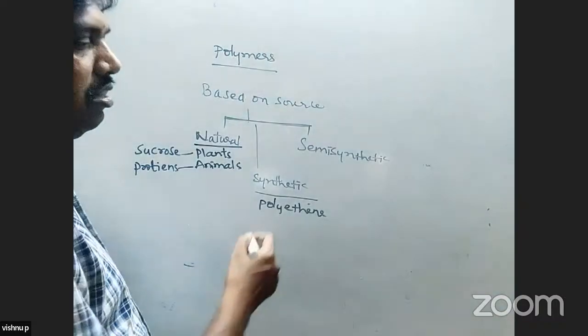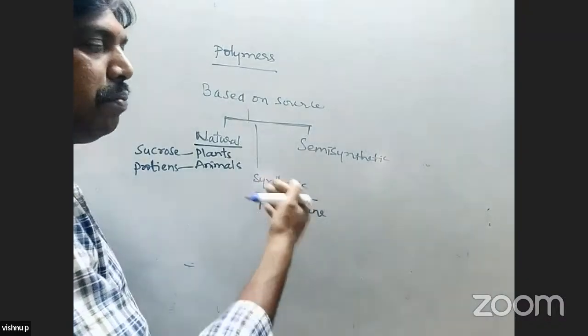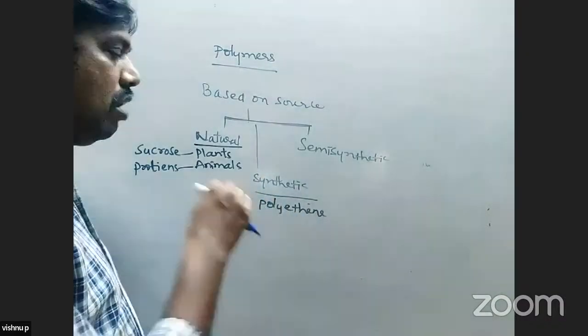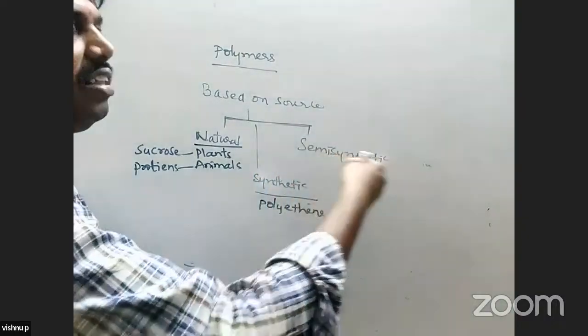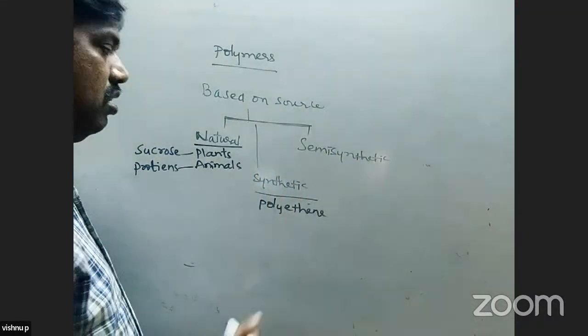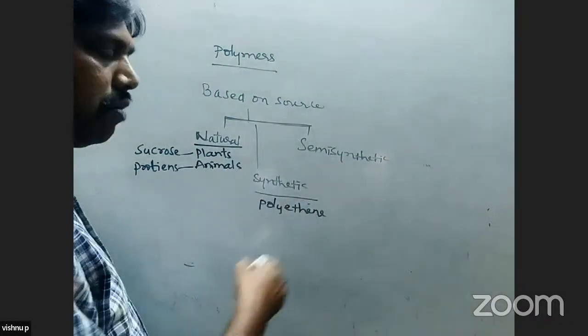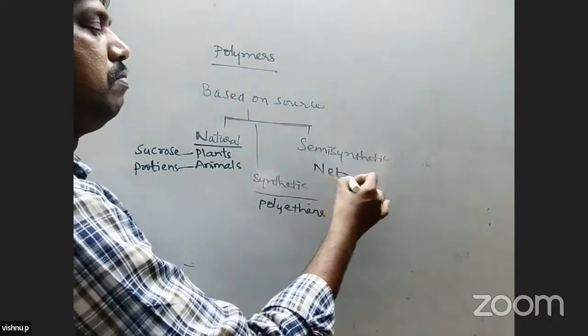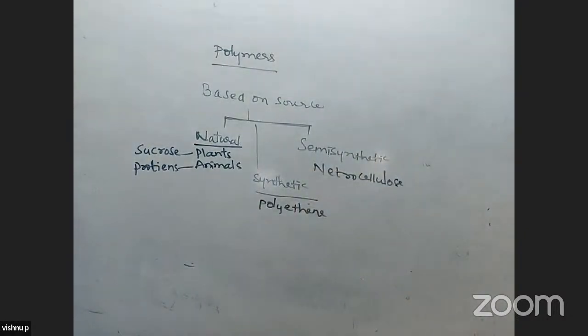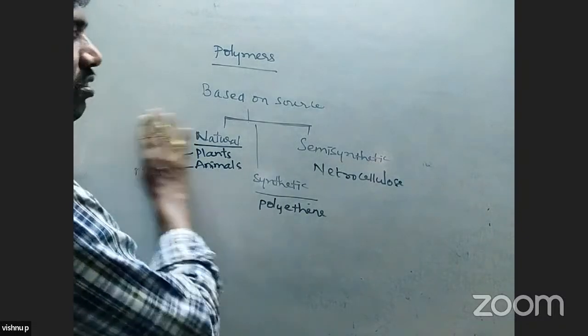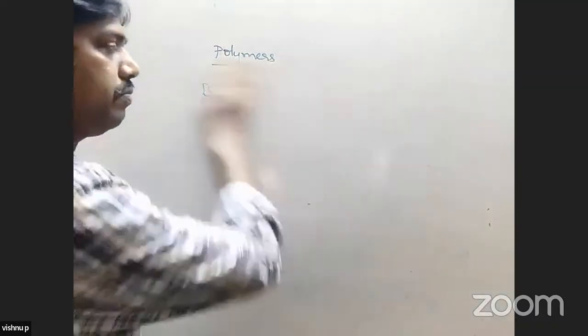Semi-synthetic polymers. What is that? It is prepared from biopolymers, which are obtained naturally. From those biopolymers, semi-synthetic polymers are prepared. Example, nitrocellulose. These are prepared from natural polymers in labs. This is based on source: natural, synthetic, semi-synthetic polymers.